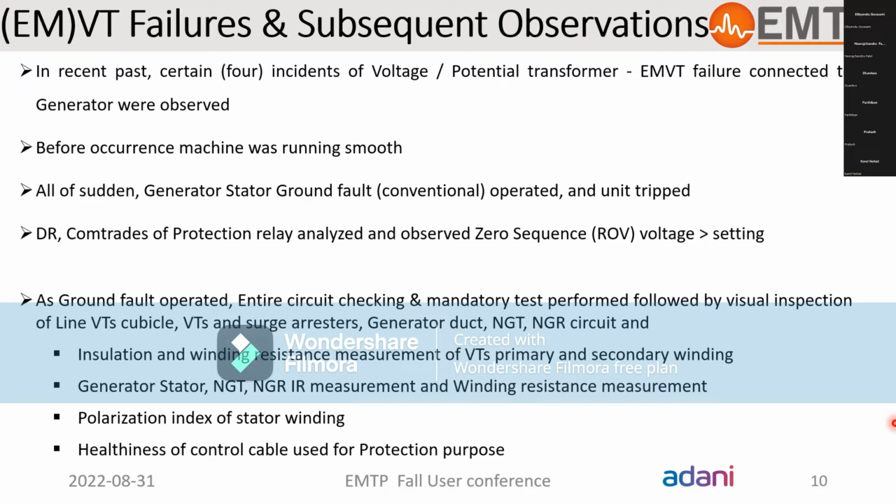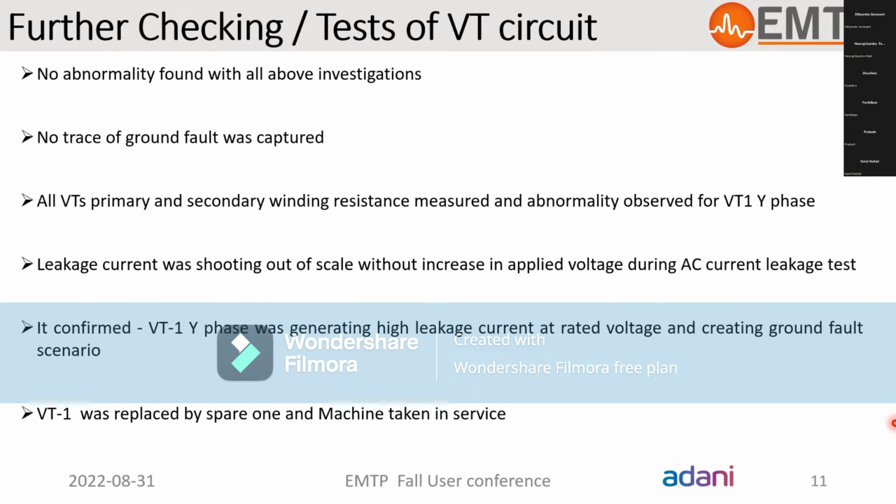So after that, all the checks of the primary and secondary circuit, including the device, the connected cables, the transformer, the circuitry itself, were all performed, including IR and winding resistance measurement, everything. But no abnormality was found with all the investigations. And no trace of an actual ground fault was captured. The machine was under outage, so it was very important to identify the issues. Therefore, further checks and tests of the VT circuit were then performed.